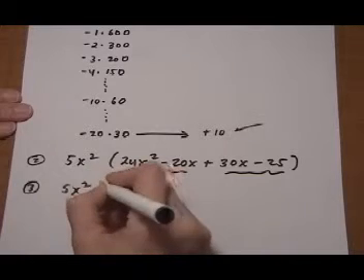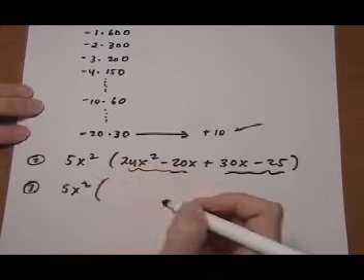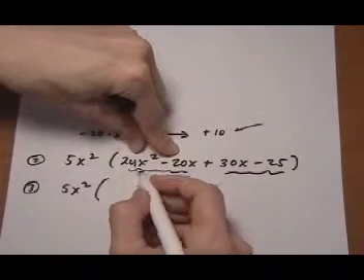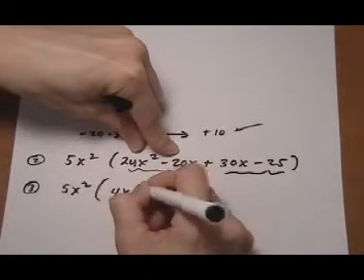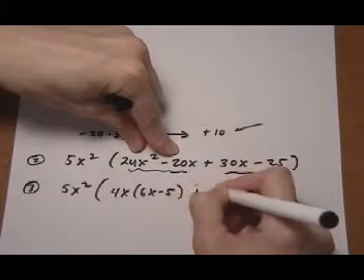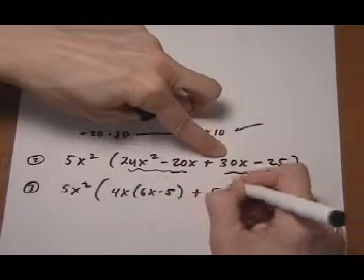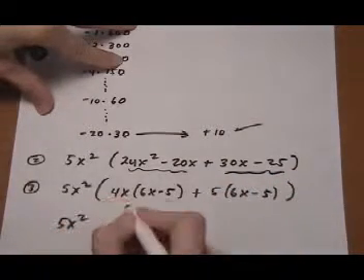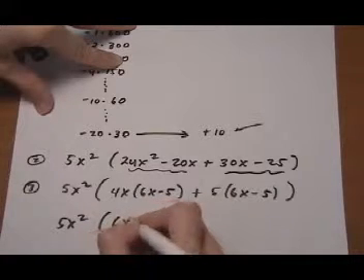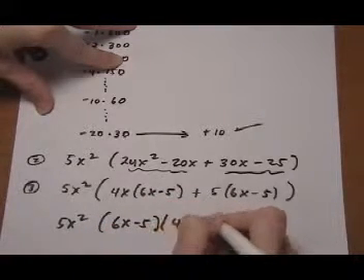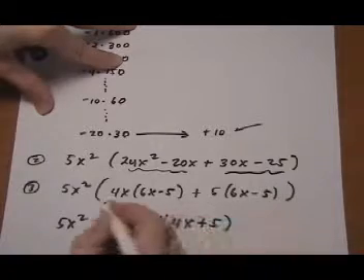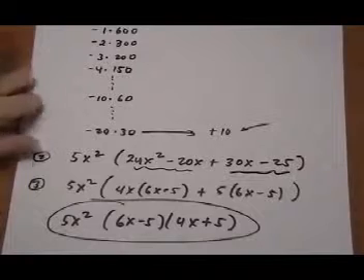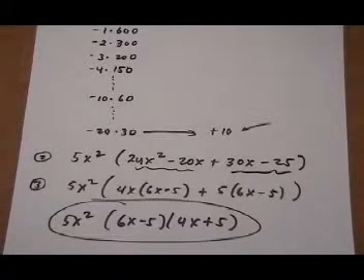5x squared just hangs on the outside, and I get, from here let's pull out 4x times 6x minus 5 plus, and here we can pull out 5, left over 6x minus 5. 5x squared, pull out 6x minus 5, 4x plus 5 are the leftovers, and we've got our answer using a different approach. So definitely use the grouping method if you don't like the trial and error.